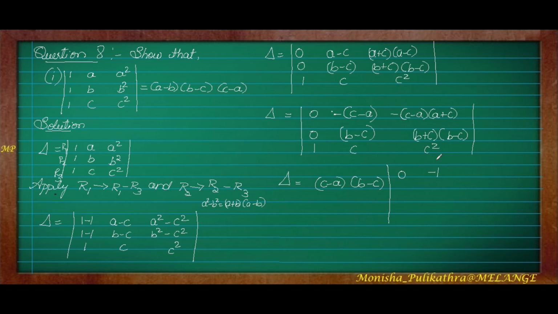Here C minus A comes out, so minus of A plus C remains. In the second row, 0, B minus C I have taken out, so 1 will remain. Here B minus C comes out, so B plus C will remain. Last row, write as it is. Next I will be expanding it. C minus A, write as it is, and B minus C. So 0 minus 1, here I will take out minus A minus C, multiplying minus into minus. Next 0, 1, B plus C, write as it is, and 1, C square.